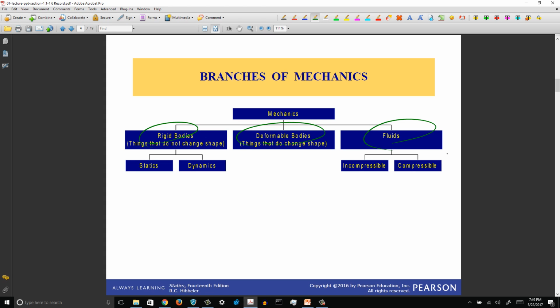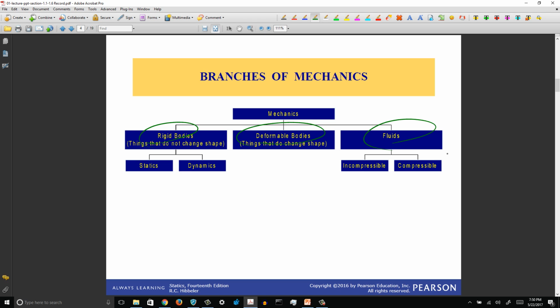In this book, we will study rigid body mechanics since it is a basic requirement for the study of the mechanics of deformable bodies and the mechanics of fluids. Furthermore, rigid body mechanics is essential for the design and analysis of many types of structural members, mechanical components, or electrical devices encountered in engineering.